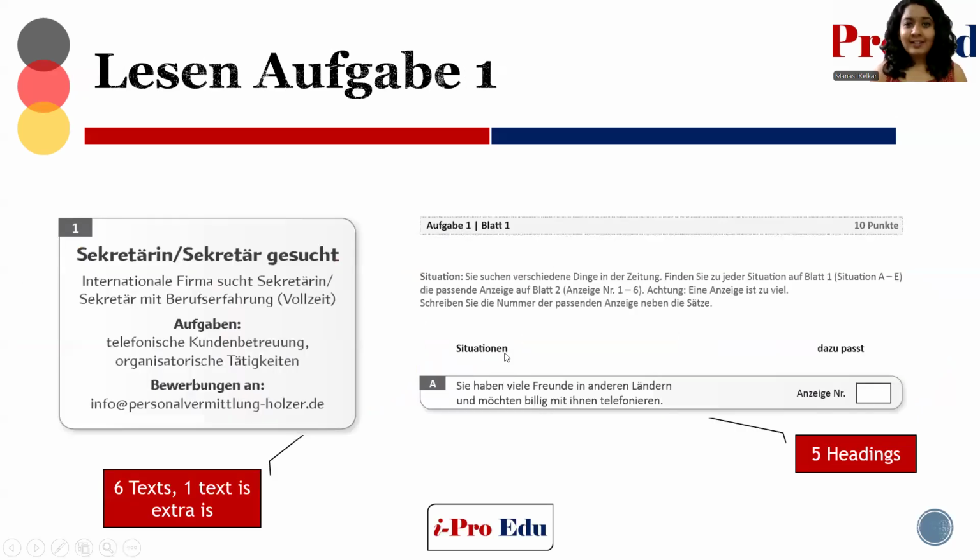So on the screen, you can see Lesen Aufgabe 1. On the left side, there is a text given here. I've written here, there are 6 texts. And on the right side, there is a heading. You have to choose which text or else which Anzeige, or else advertisement, goes with which heading. If you see, there are 6 texts and 5 headings, that means 1 text is going to be extra. All right, let's go on to the next Aufgabe, Lesen Aufgabe 2.